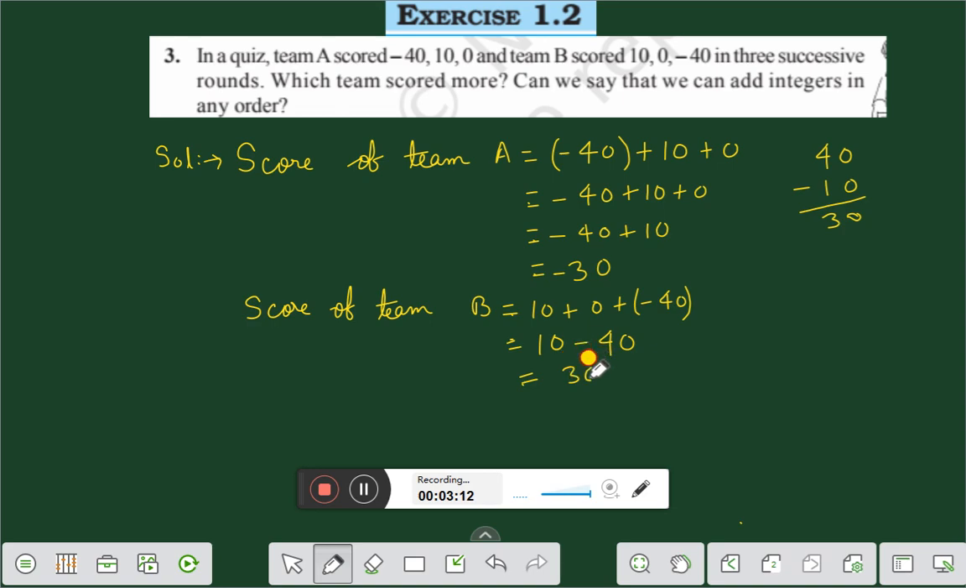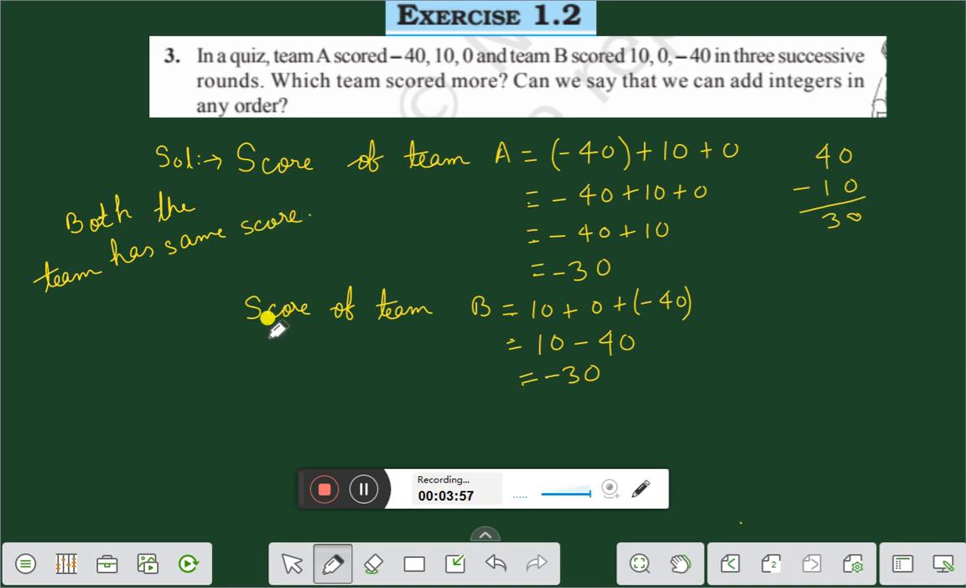And which one is greater? You see 40 is greater than 10, therefore it will be minus 30, right? Which team scored more? We see that the score of team A and the score of team B is the same. Both the teams have the same score, right?